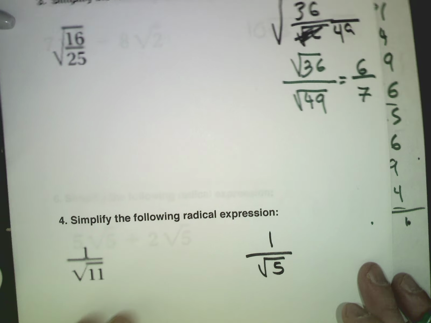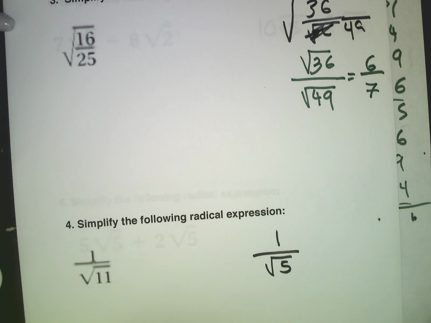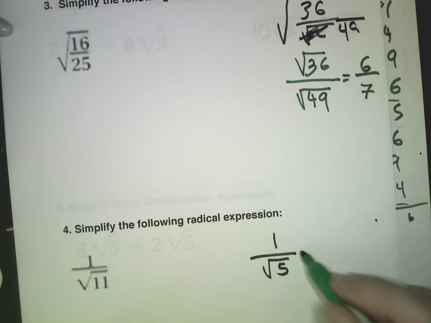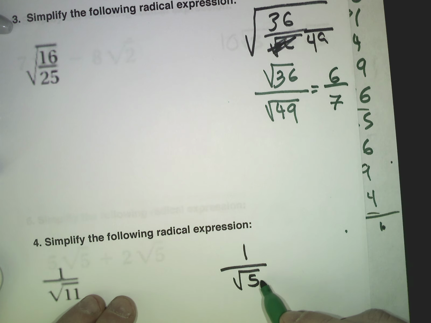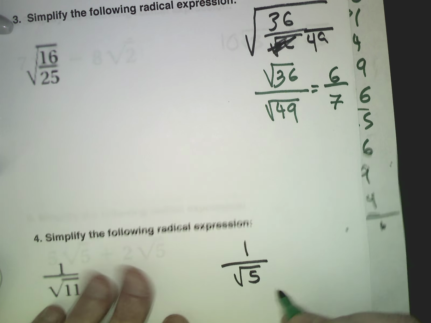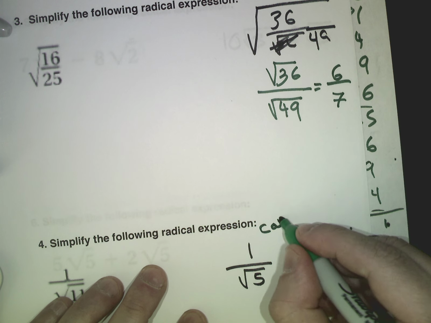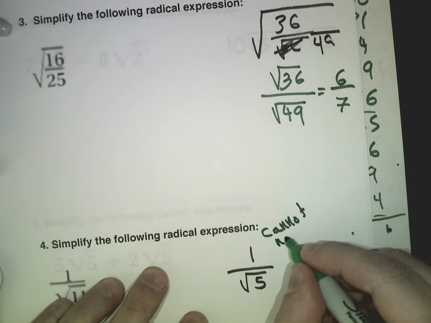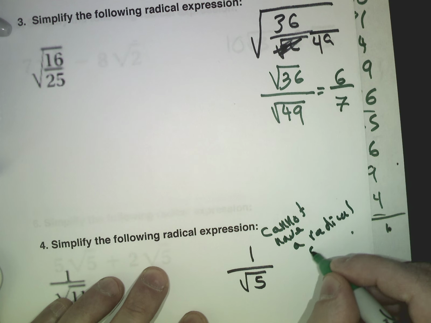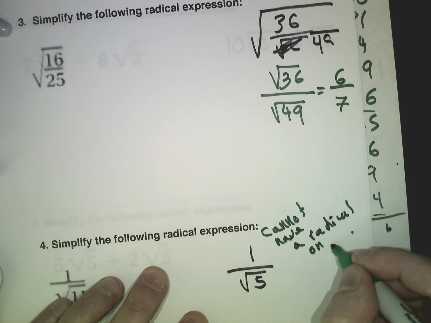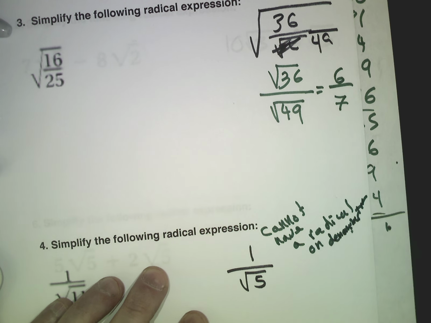All right, next one. Simplify the following radical. Now you look at it and you say, well, square root of 11, there's nothing I can do with it. Let's look at another one where square root of 5 is another problem where I can't do anything with square root of 5. 5 divided by 4 is a decimal, so it doesn't work. But the rule is you cannot have a radical or a square root on the bottom, or denominator. So I got to fix this. How do I fix it?